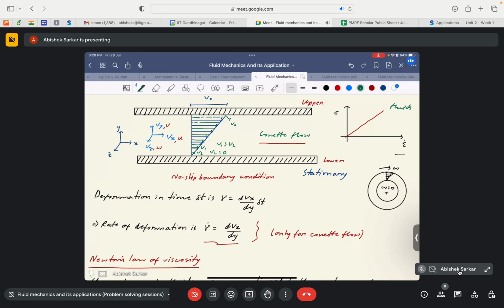Where the motion of the upper plate causes the fluid layers to move relative to each other, and thus generates a linear velocity profile in this manner. So is it clear, what is a Couette flow?